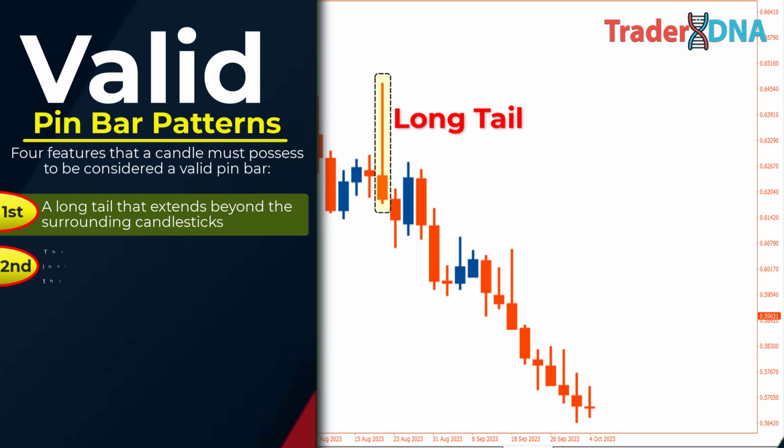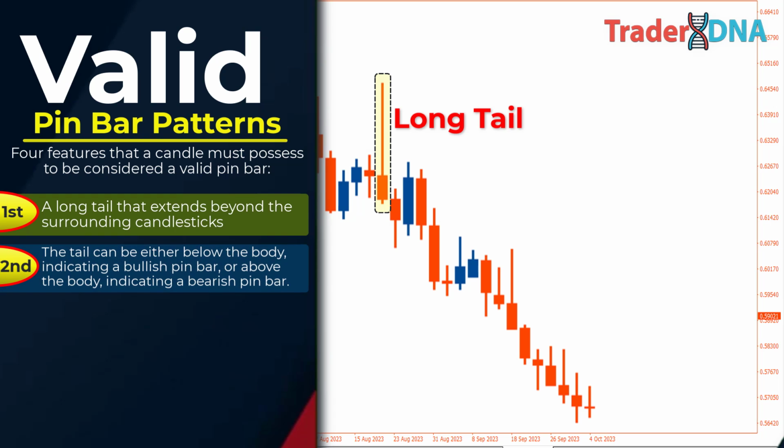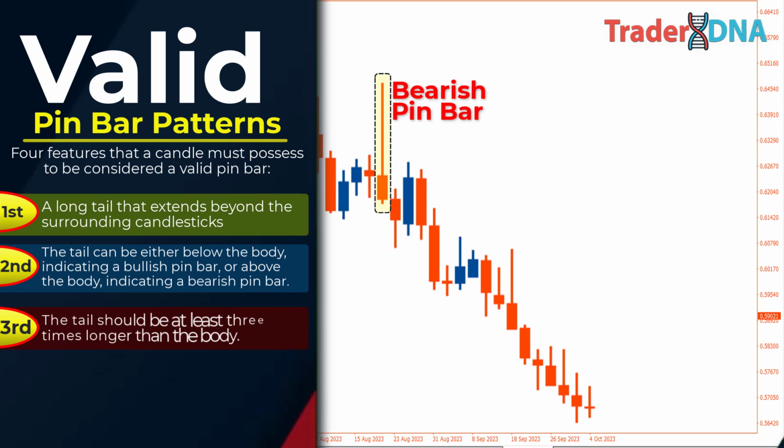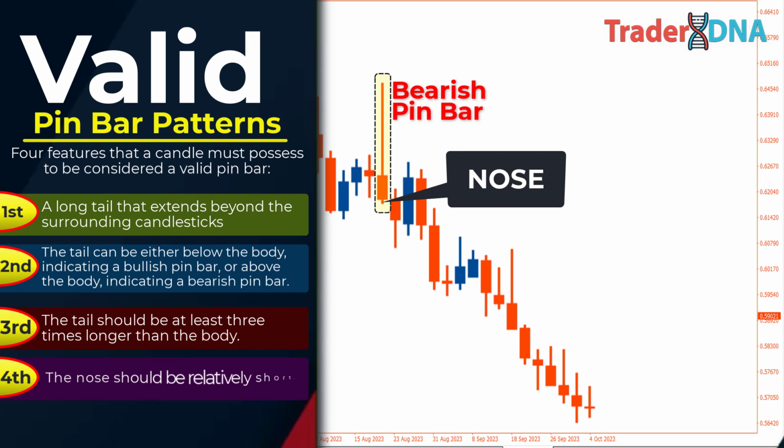Second, the tail can be either below the body, indicating a bullish pin bar, or above the body, indicating a bearish pin bar. The body should be closer to one end of the pin bar. Third, the tail should be at least 3 times longer than the body. Fourth, the nose should be relatively short.